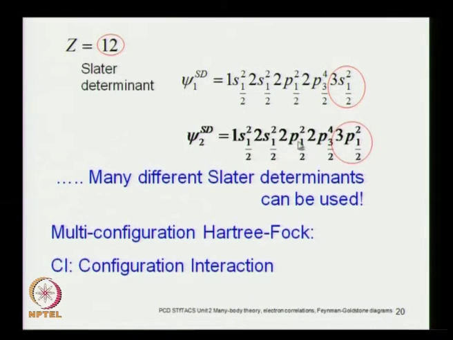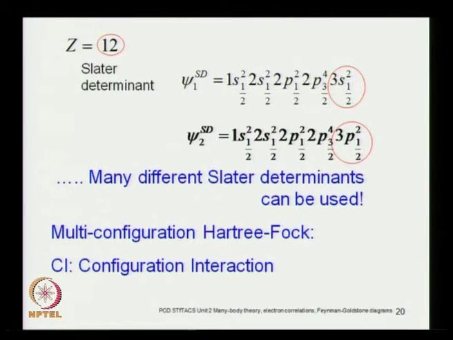So, you are then led to what is called a multi-configuration Hartree-Fock. Now you cannot deal with just a single Slater determinant, but a linear superposition of Slater determinants. Where is it coming from? It is coming because you have to consider the interaction between the first configuration and the second configuration. This is what is called CI, or the configuration interaction.